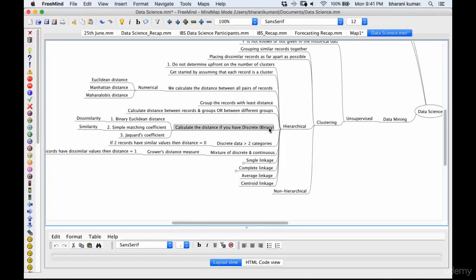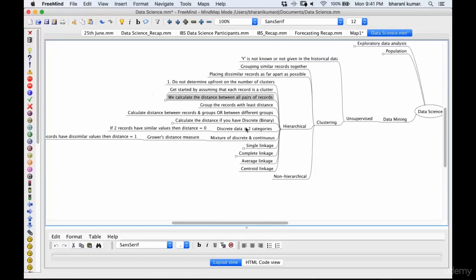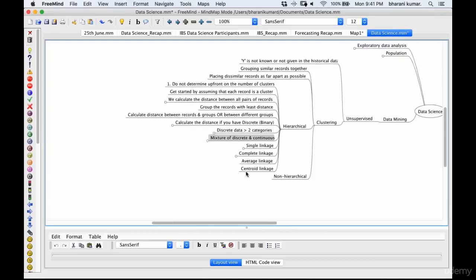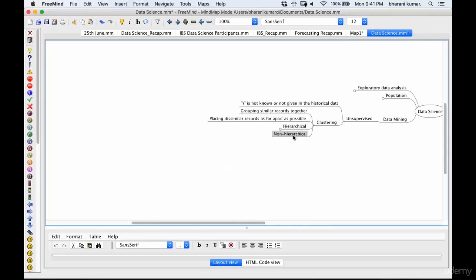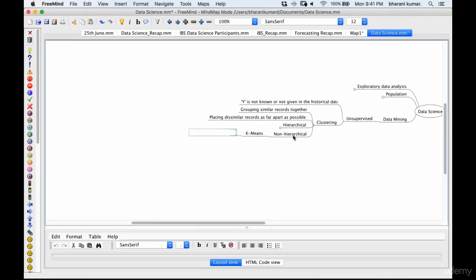Finally, we are not done yet. These are all the different ways of calculating the distance. Finally, we look at the dendrogram. Review the dendrogram to determine the most optimum number of clusters. And then you devise strategies on those clusters and work on that. How is it different from hierarchical clustering? As part of this, we have discussed k-means clustering.